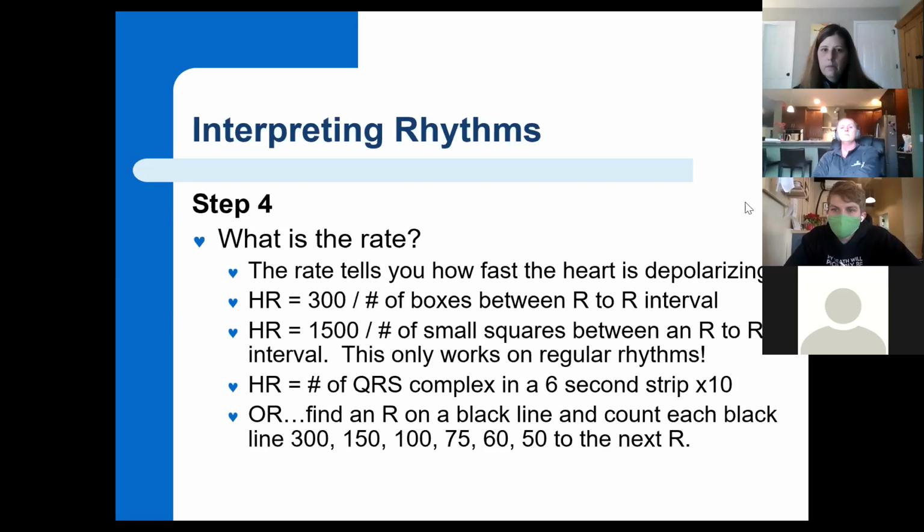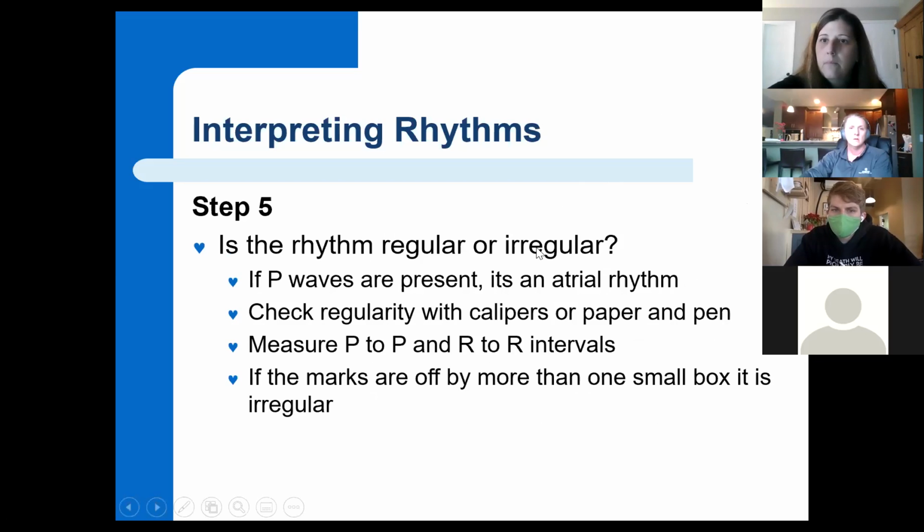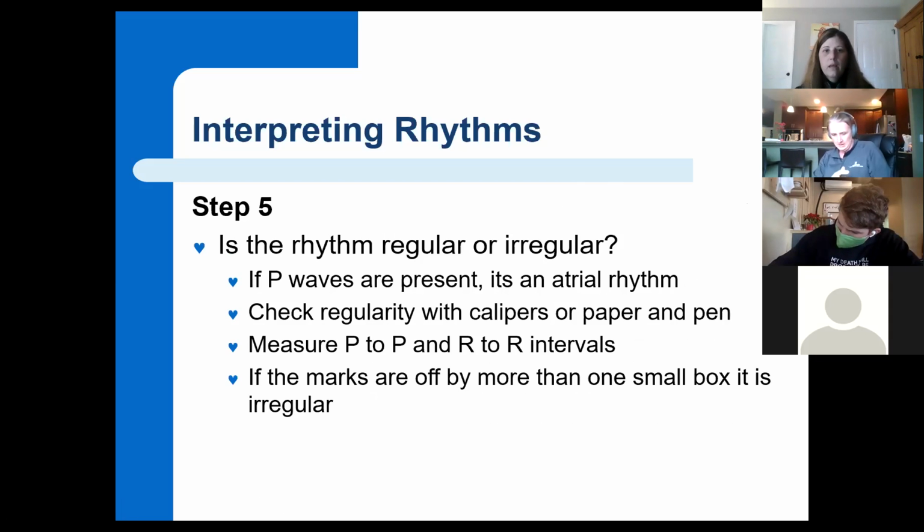Okay. Moving on to the next step. Watch the time here. All right, so step number 5. We have to determine, is the rhythm regular or irregular? So if P waves are present, you know it's an atrial rhythm. You know that it came from the SA node because the P represents that the SA node fired, the atria contracted.